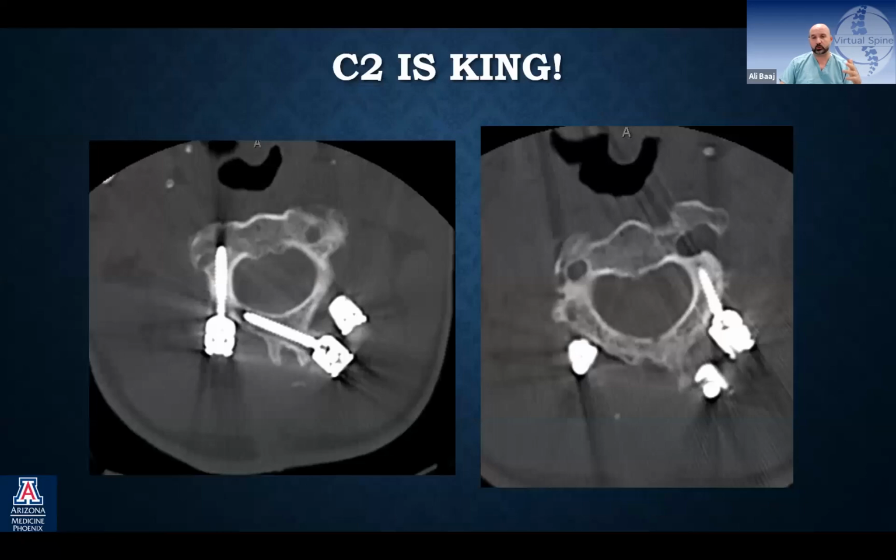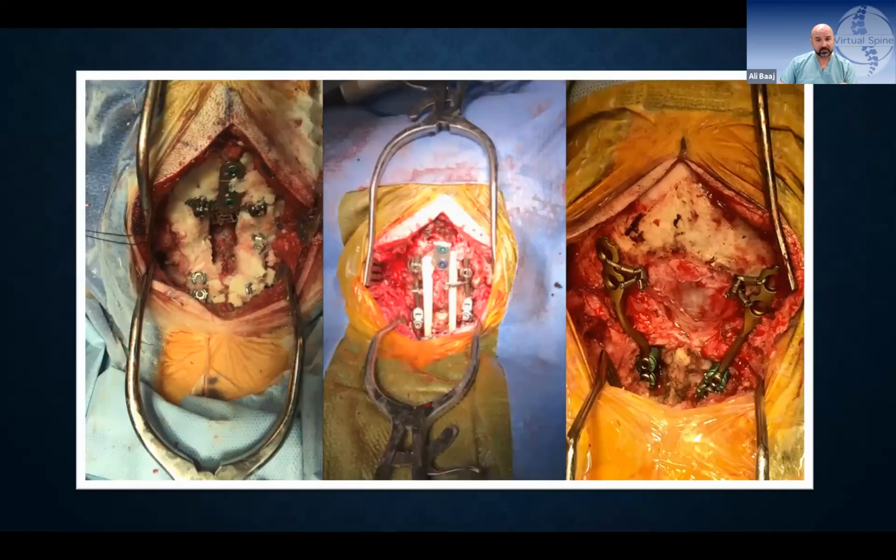So many things you can do with C2: pars screw, pedicle screw, cables, translaminar screw. And this is, I think, really the only time I've had to do this, but I put a pars, pedicle, and translaminar screw in one at the same level for fixation. Back to this slide, which just demonstrates the importance of having multiple skill sets at the OC junction.